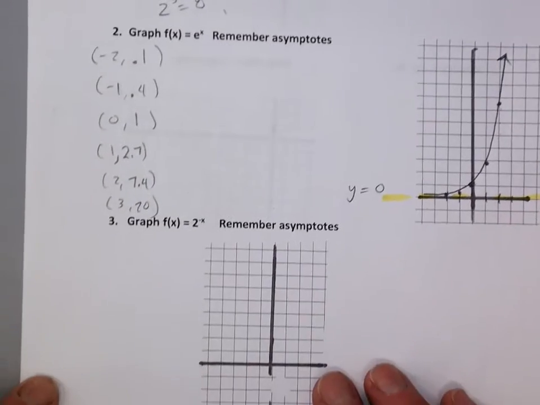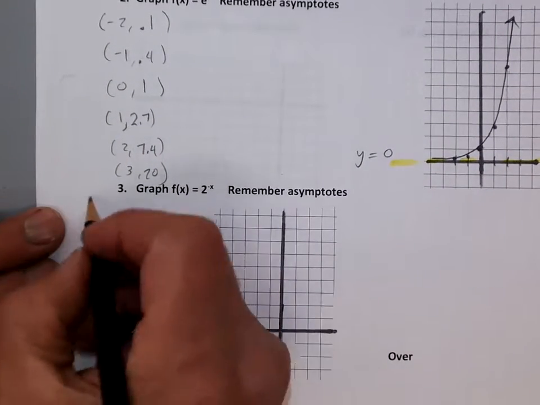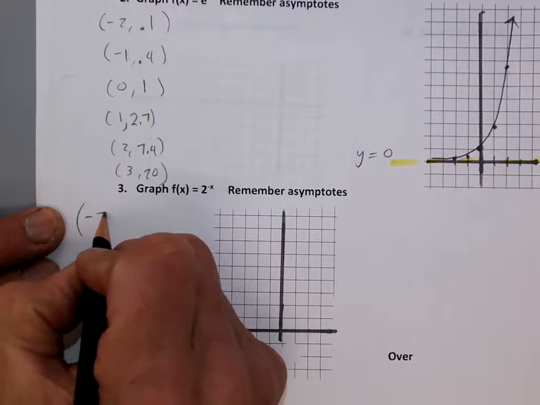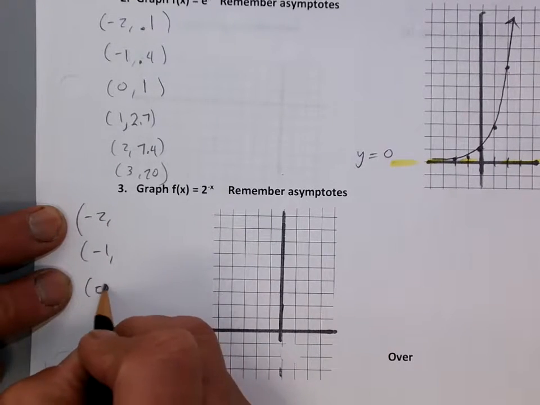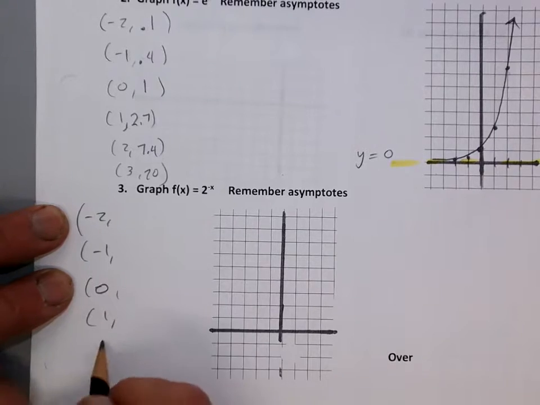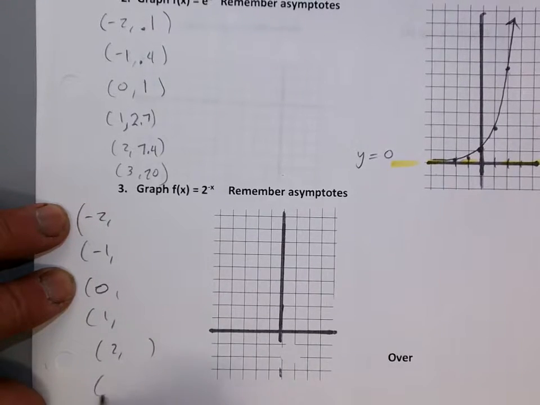All right, so same thing. I'm going to plug in negative 2. I'm going to plug in negative 1. I'm plugging in 0. I'm going to plug in 1. I'm going to plug in 2, and I'll plug in 3, okay?